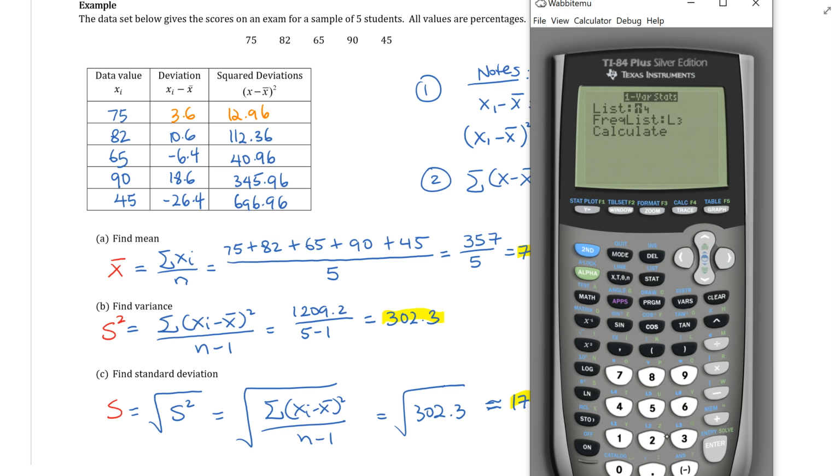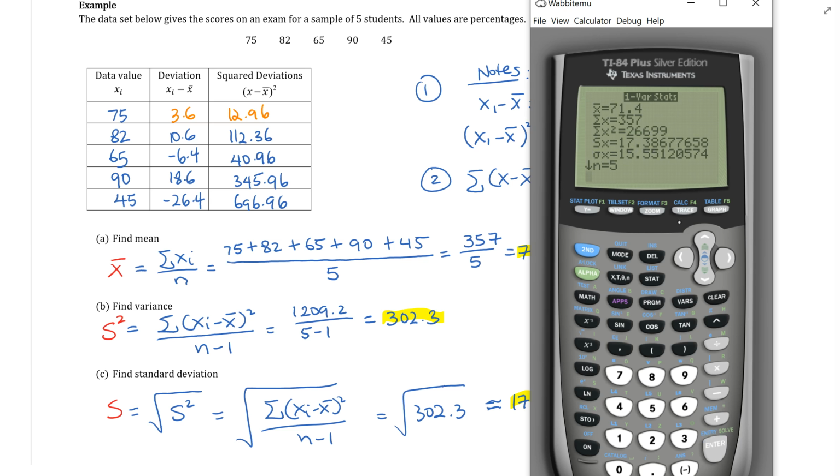And my data is in L1, so second, L1. There's no frequency involved here. We just have one data set. So it's clear, hit enter, and then enter, enter. Now notice that my mean is 71.4 and my sample standard deviation is 17.38.